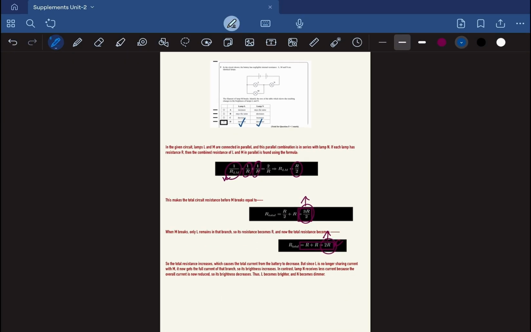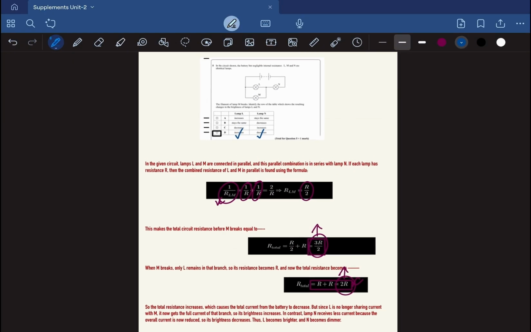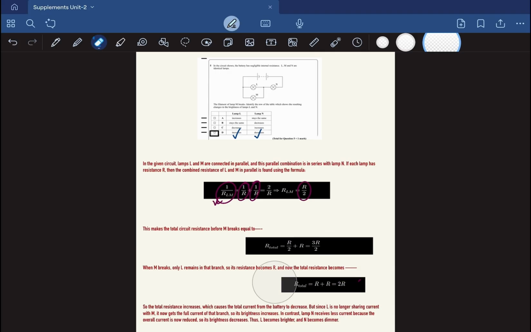If you find this question difficult, that's why I have written this extra note, the supplement note. You can go through it and read it so that it becomes much easier to solve this type of question.